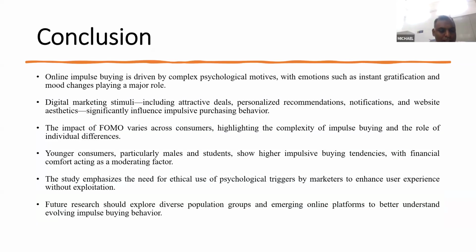And finally, I conclude that online impulse buying is influenced by complex psychological factors. Emotion, instant gratification, and mood changes all play a major role in online purchasing. Digital marketing tools such as discounts, notifications, and website design also significantly affect consumer behavior. The effect of FOMO varies among individuals. Young consumers, especially students and males, show higher impulse tendency. And the study highlights the importance of ethical marketing practices and calls for future research on emerging platforms. Thank you.